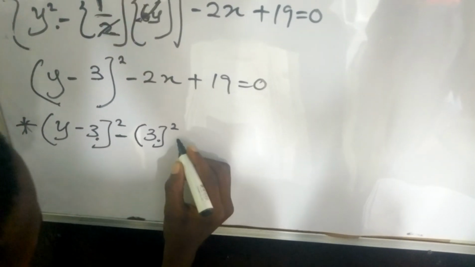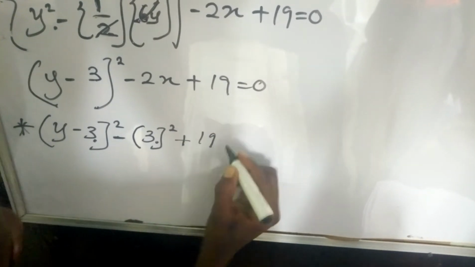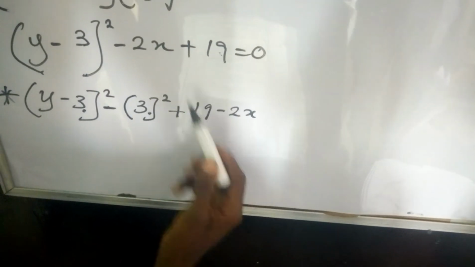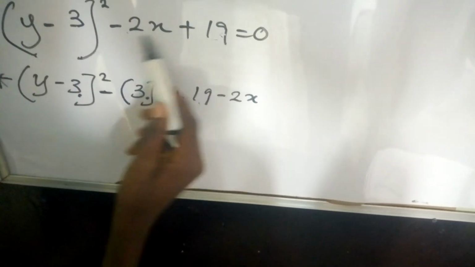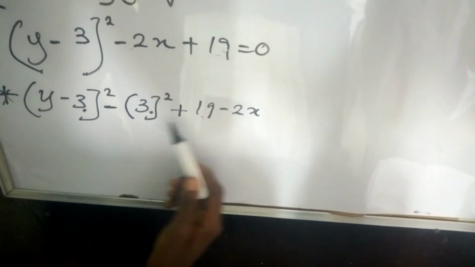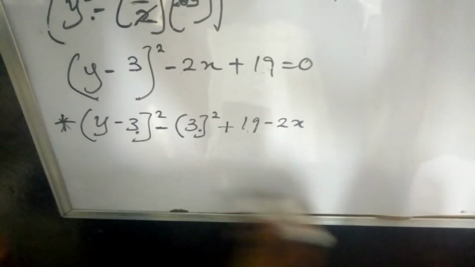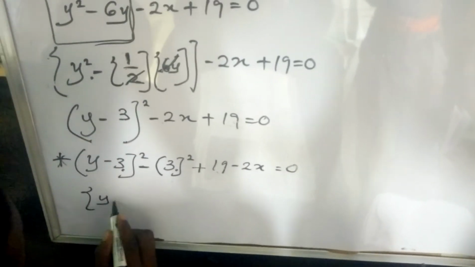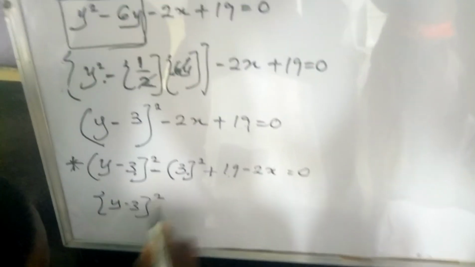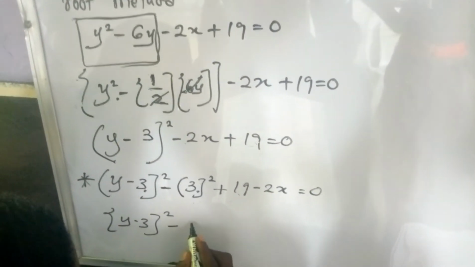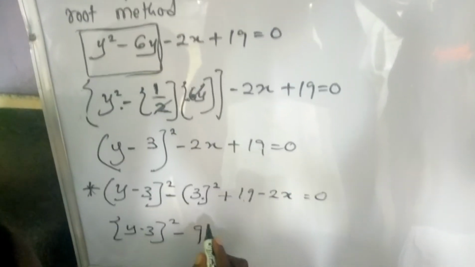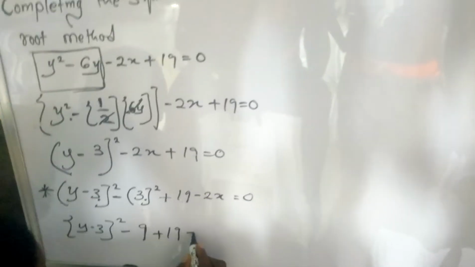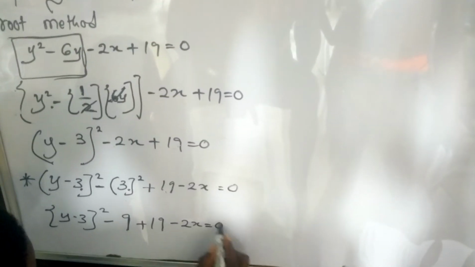You are going to have plus 19 minus 2x. The reason why I'm bringing this 19 here is because they are the same kind of number; there is no alphabet between them. So equals 0. Then you are going to have y minus 3 square minus 9. 3 raised to power 2 is what? Minus 9 plus 19 minus 2x equals 0.